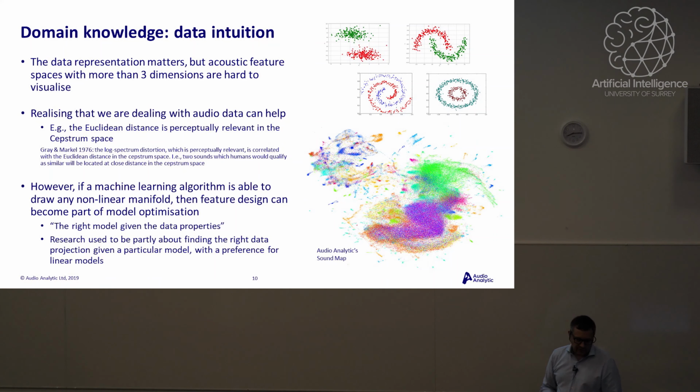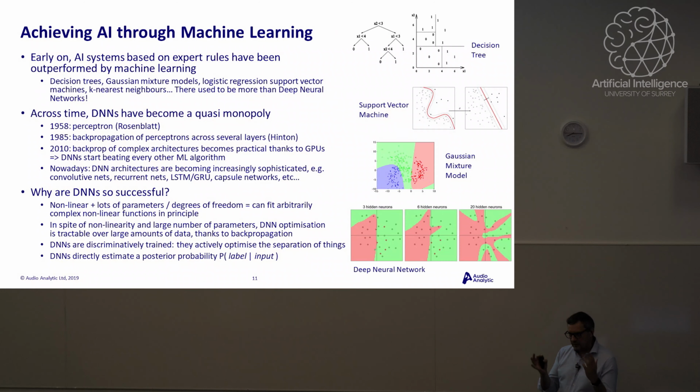Research used to be partly about finding the right data projection given a particular model. So kernel methods were about finding the right projection to be able to separate your data points with simple mathematical curves, finding a space where things are linearly separable or separable with maximum simplicity. So it's not really the case anymore. It's still important to understand what you're doing in your data space and how you represent your data. But nowadays, things tend to be monopolized by neural networks, and I'm going to tell you why.